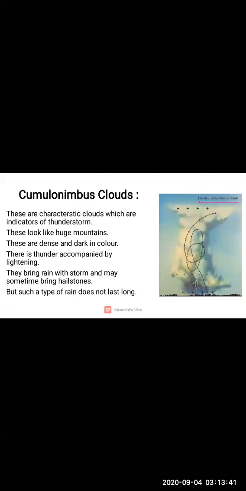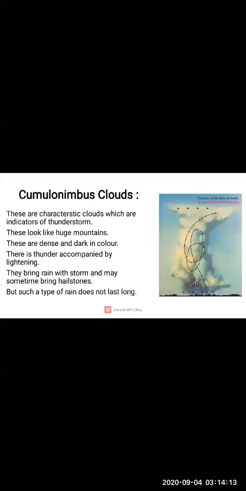So now see, children, whenever a thunderstorm is occurring, when there is thundering, we just recall that they are the cumulonimbus clouds. These look like huge mountains. They are thick, dense and dark in color. That is why we observe sudden changes in the weather.